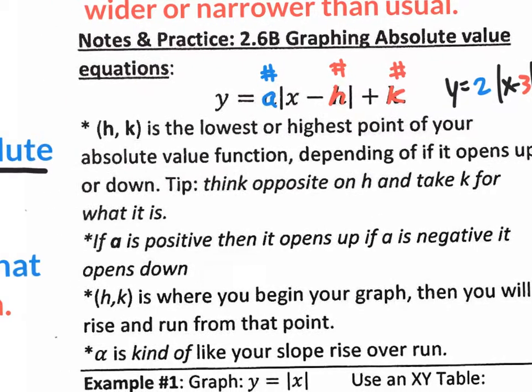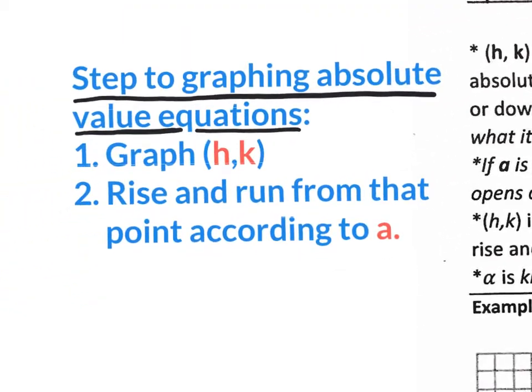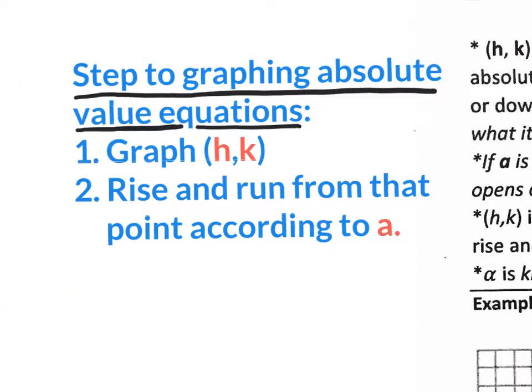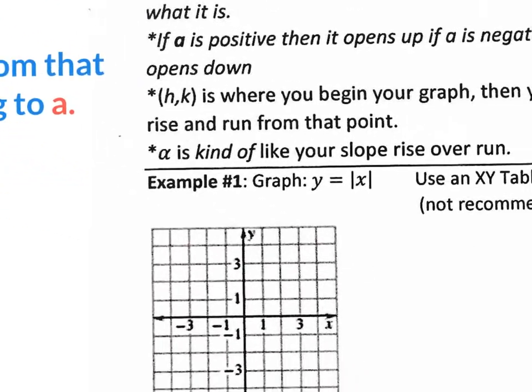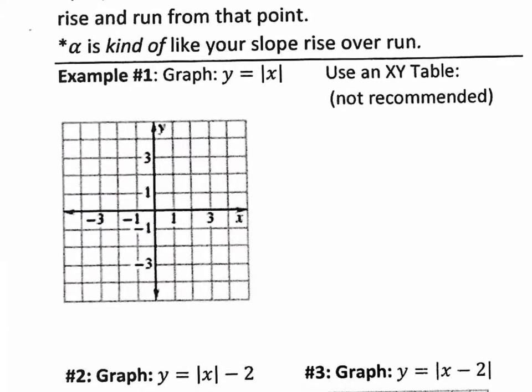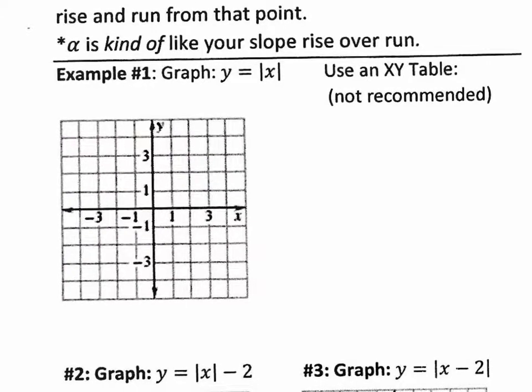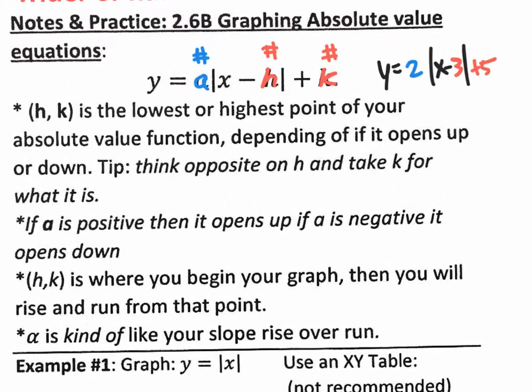What I want you to get out of all this is that the steps to graphing absolute value equations are as easy as this. Step 1, graph (h, k), but remember, think opposite on h. If you see a minus 3, that's actually going to be a positive 3. Then after you plot that point on the graph, rise and run from that point according to a. Let's pretend that a is the m value, which is rise over run, the slope.